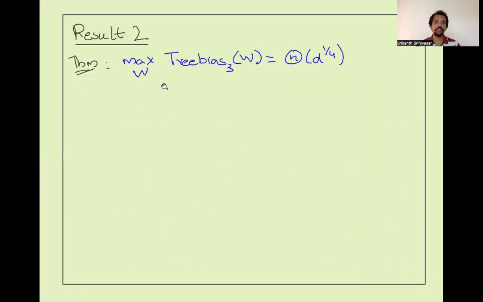The second result: we use this combinatorial notion in order to characterize the best lower bound we can prove at various product depths. In particular, we show that for product depth 3, the best value of the tree bias, the maximum over all W of the tree bias of W, is something like D to the 1/4. Okay. And this has two components. We need to come up with a W where the tree bias is in fact D to the 1/4. And then we need to show that for every W, the tree bias is at most D to the 1/4.